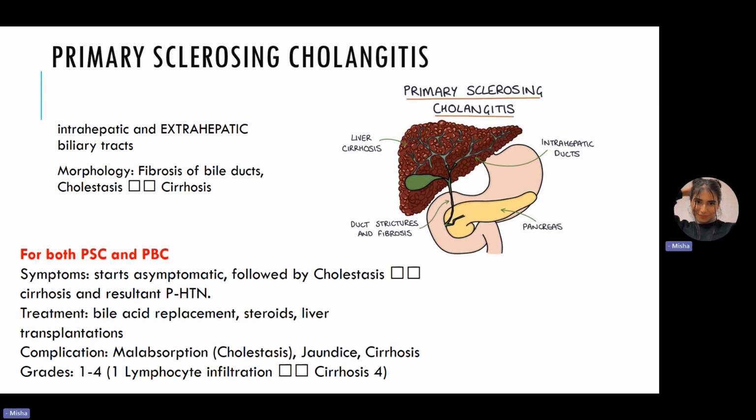Furthermore, we can talk about complications like malabsorption, obviously, since cholestasis is present, jaundice, and even cirrhosis. And we have the ability to grade the cirrhosis. It can be 1 to 4, 1 being lymphocytic infiltration and 4 being cirrhosis. At least know the 1 and 4 because they can ask you. You don't need to know all the classifications, but at least know that 1 is when there is lymphocyte infiltration and 4 is when there is cirrhosis.